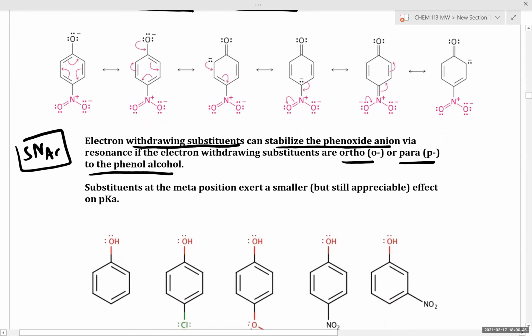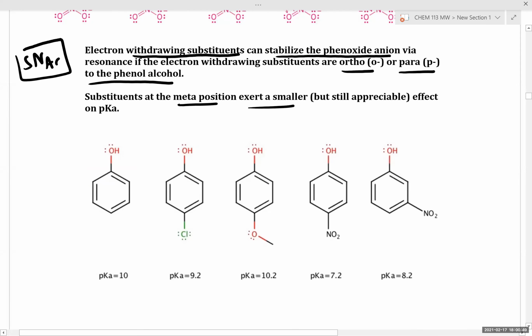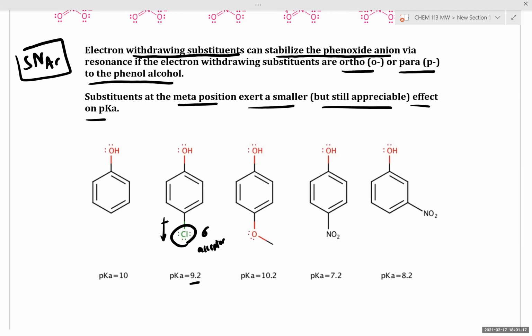Perfect. Now, one thing to note, substituents at the meta position exert a smaller but still appreciable effect on pKa. So when we look at this following table, let's try to follow what's going on here. We have chlorine, which is a sigma withdrawing group. It just withdraws via inductive effects, and it's a pi donor. So it's a sigma acceptor. And we see a pretty small drop in our pKa value. So we have a small increase in acidity.